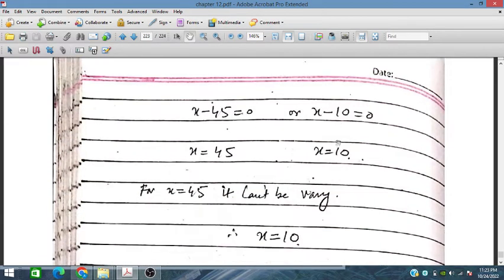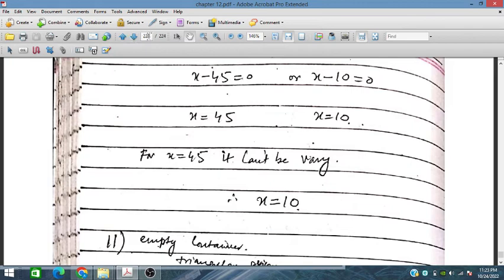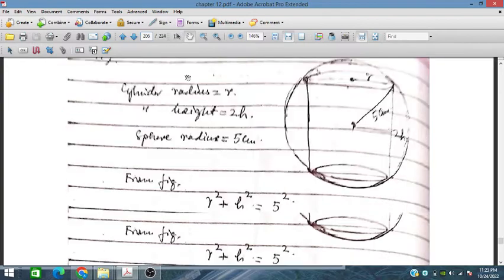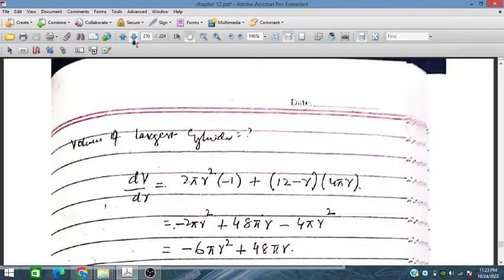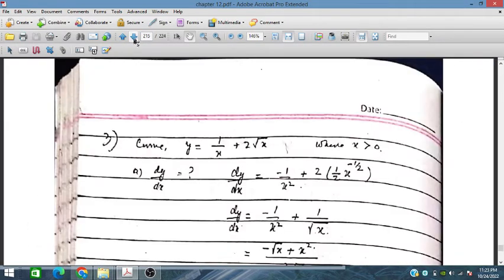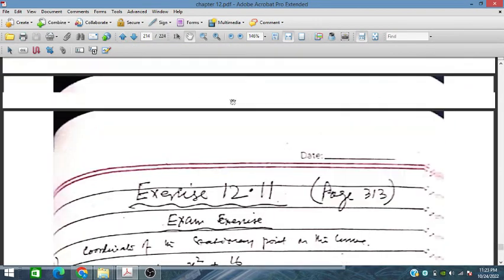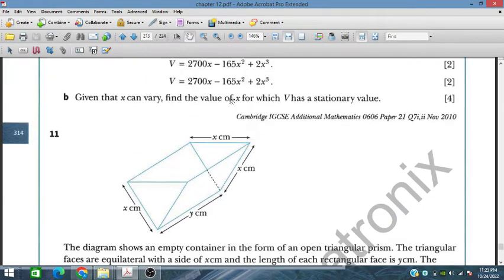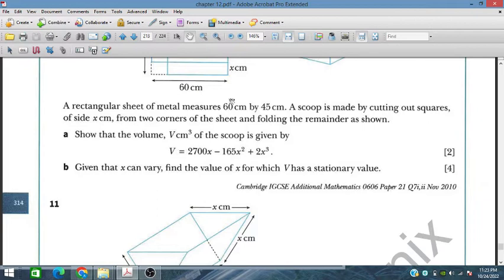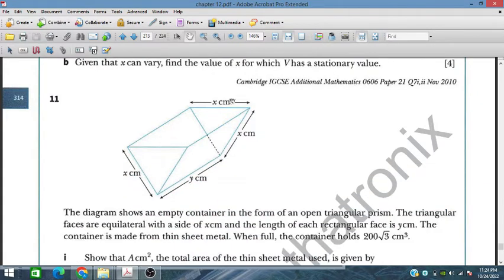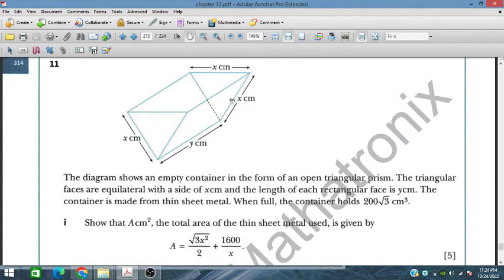So this was the 11th part. So let's move to the next problem. The diagram shows an empty container.